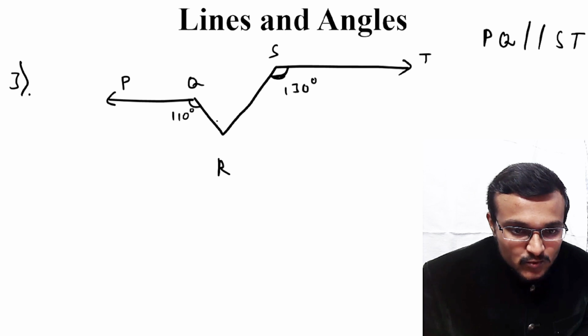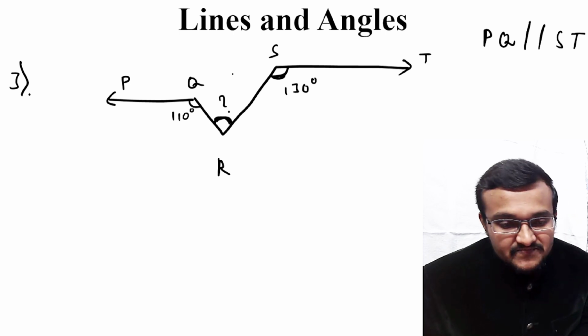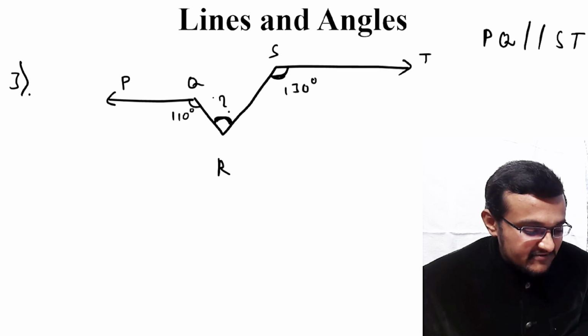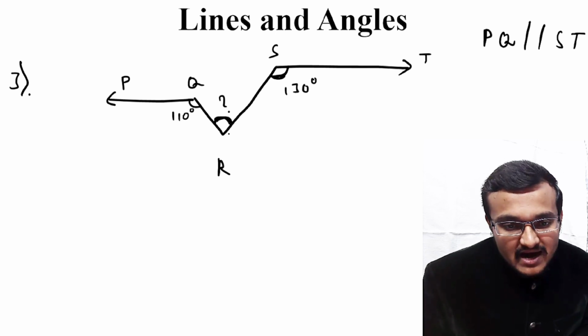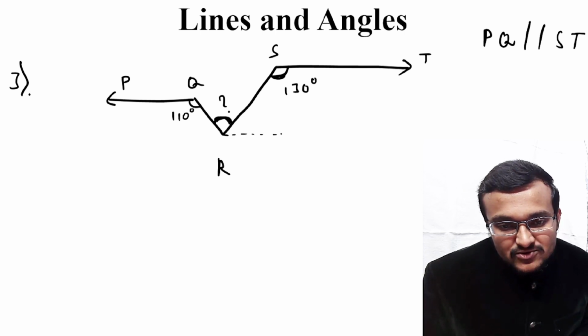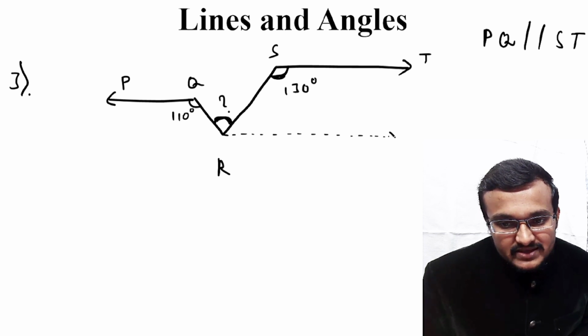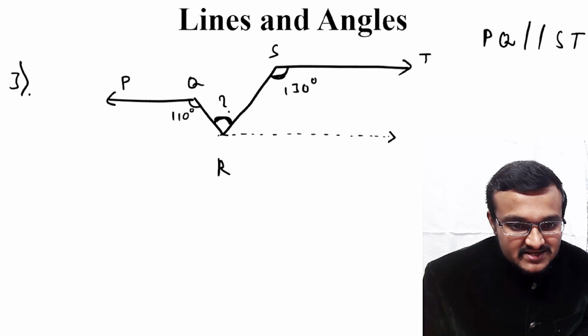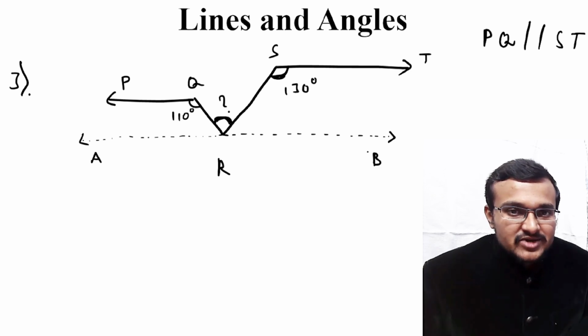Now you have to find out what is this particular angle QRS. And one hint they have given, you have to draw a line parallel to ST through point R. So that means through point R you can draw a parallel line to this particular ST. So we'll try to extend on both sides, and we'll call this ray as AB. Now we have one AB line which is parallel to ST.